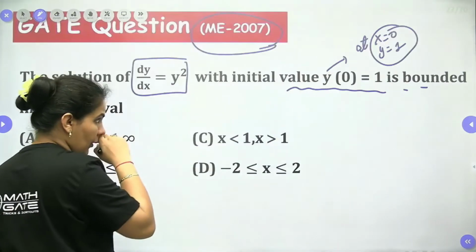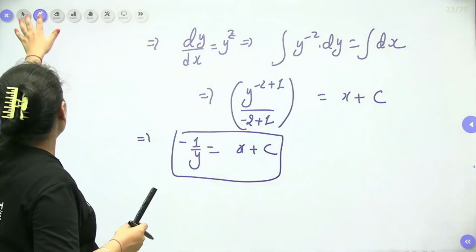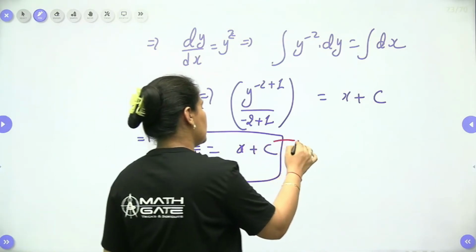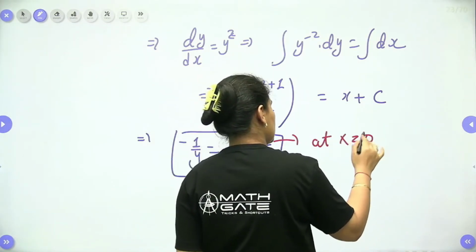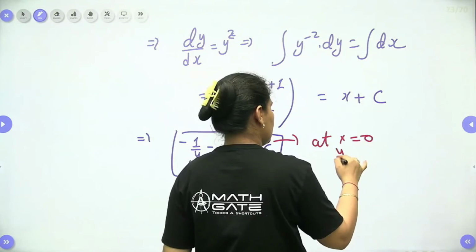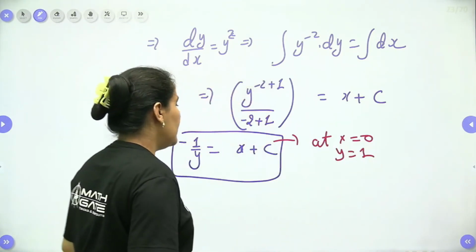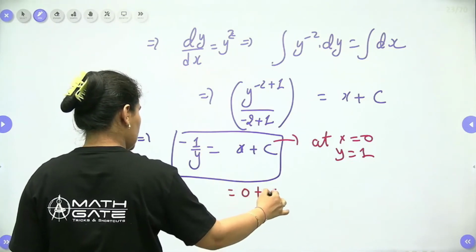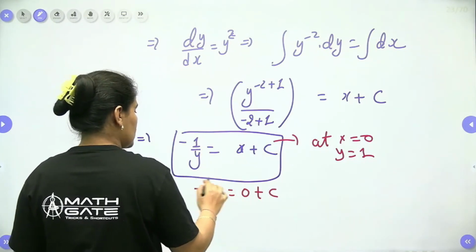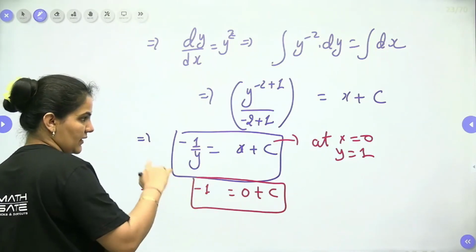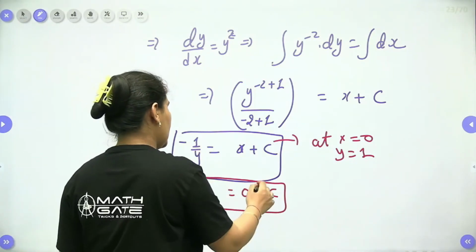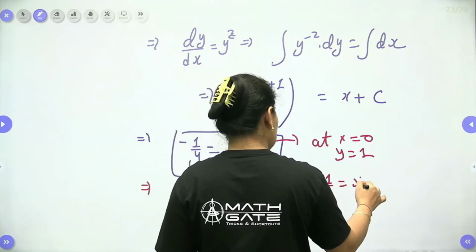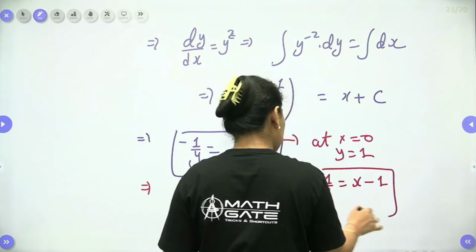But here we are having a point also: at x is equal to 0, y is equal to 1. So let's put here x is equal to 0. At x is equal to 0, y will be 1 only. When you approach it at x is equal to 0, it will be 0 plus c, which equals minus 1. So hence you will get c is equal to minus 1. You can put the value of c right here, dear students. When you put the value, minus 1 by y is equal to x minus 1 only.